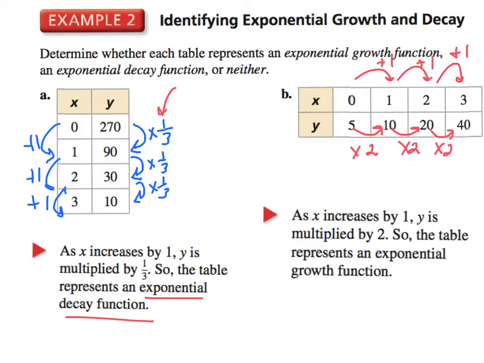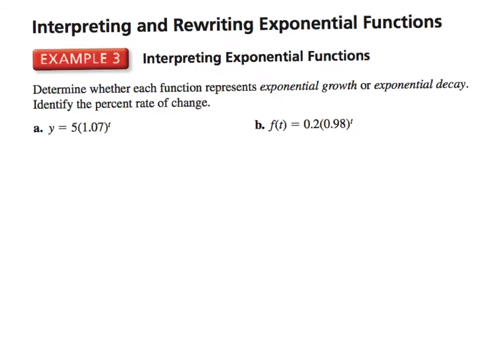In the second example, x increases by 1, y increases by being multiplied by 2. So as x increases by 1, y is multiplied by 2. So the table represents an exponential growth. Pretty easy. So in example 3, we're going to interpret and rewrite the exponential functions.